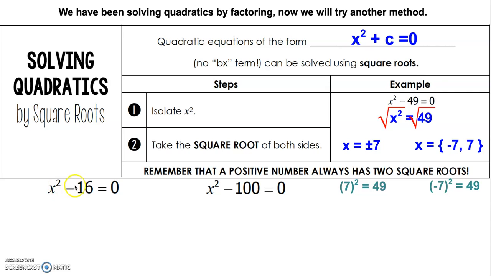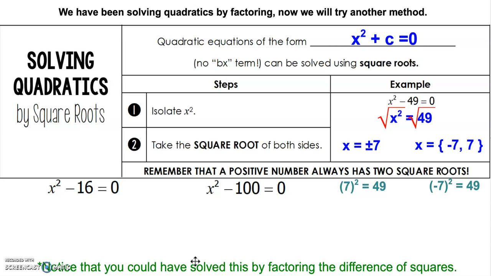I want you guys to do x squared minus 16 equals 0 and x squared minus 100 equals 0 on your own. I also kind of want you to notice one more thing. Notice that you could have used factoring by difference of squares to solve these as well, which is what we'd done previously.